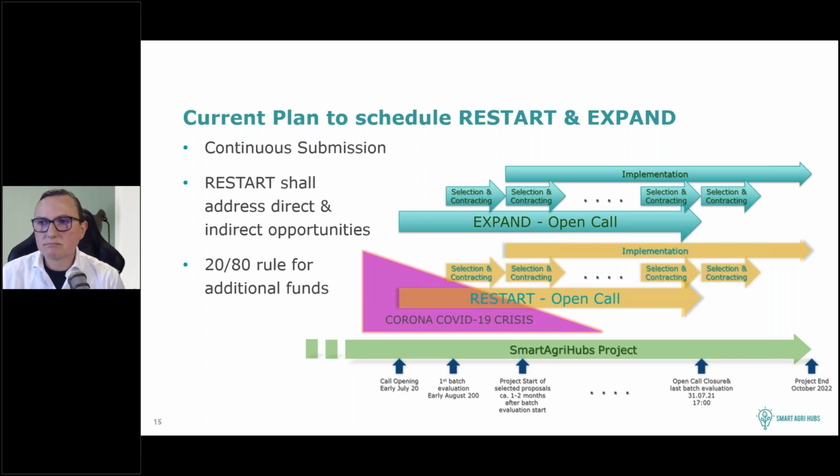Okay, thank you, Harald. The next question comes from Avi, and she says, could you explain a bit more the evaluation procedure on the SmartAgriHubs to SMEs open call?